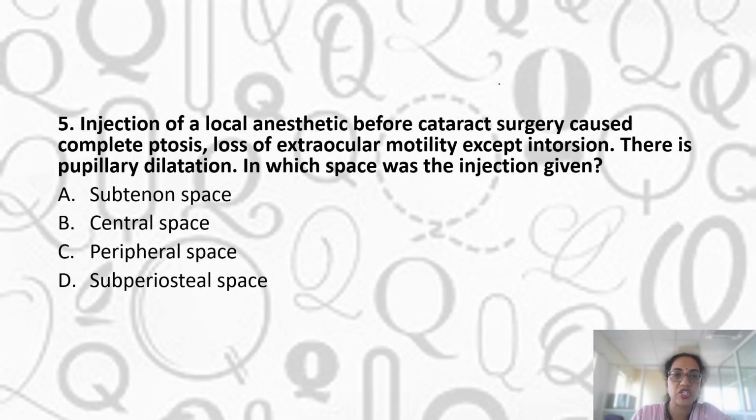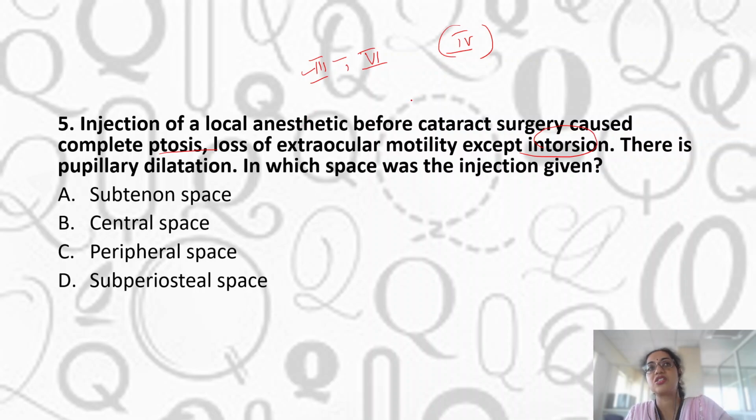Let's take a question now. Injection of a local anesthetic before cataract surgery caused complete ptosis, loss of extraocular motility except intorsion, and there is pupillary dilatation. So we have ptosis, for which the third nerve is responsible for the lid, and loss of all extraocular muscles. So third and sixth, except fourth. They're saying there is no involvement of the fourth muscle because intorsion is still there. So the fourth nerve is not affected, and there is pupillary dilatation, which means there is third nerve involvement. So what space do you think the injection was given?